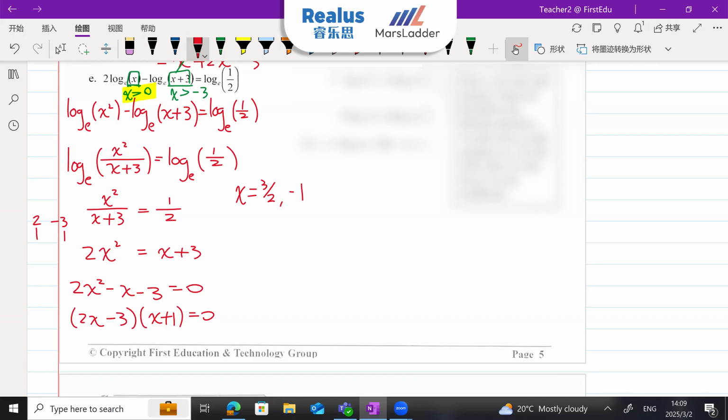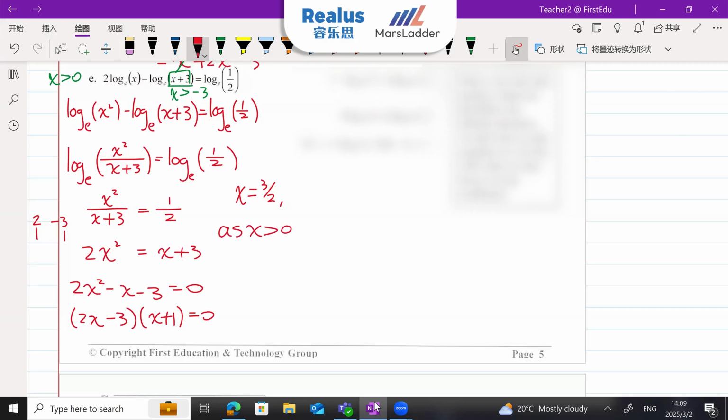Now have a look at our solutions. We have 3 over 2 and negative 1. How can you have a solution of negative 1 when negative 1 isn't even a part of the graph, right? This 2 log base e of x doesn't even exist for the values of x that are before 0, because x has to be greater than 0. So always make sure to go back and check your log restrictions before you give your final answer. In this case, I would not have negative 1 as my final answer. It would be x equals 3 over 2 as x is bigger than 0.